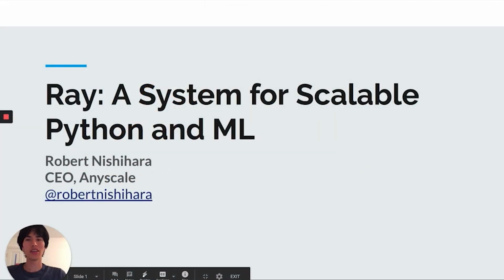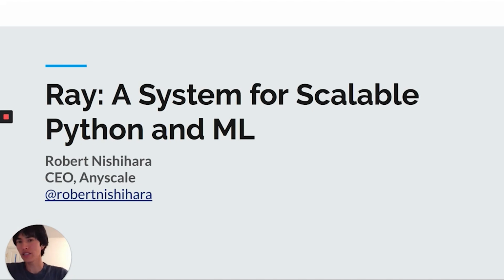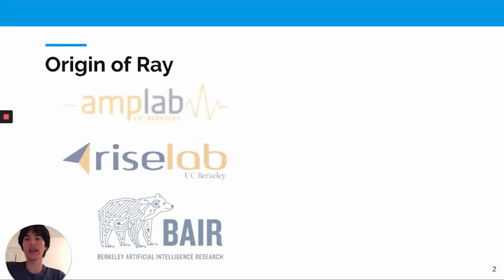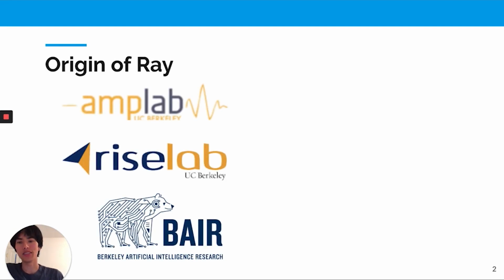Hi, I'm Robert. I'm going to tell you about Ray, which is a distributed system for scaling Python applications and scaling machine learning applications. We actually began working on Ray about 4 years ago. Ray began its life in the AMP Lab and RISE Lab and BAIR at UC Berkeley.